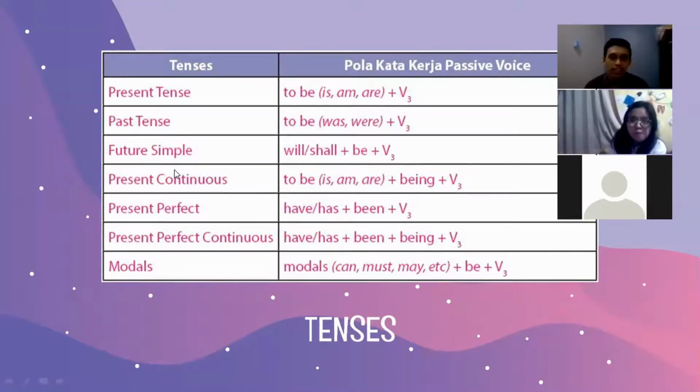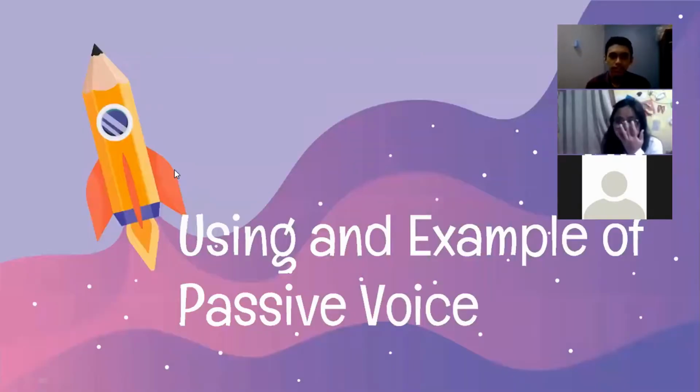And the last is the modals. The modals are can, must, may, etc., plus be plus verb 3. Okay, very quickly, now we are going to look at examples of passive voice.